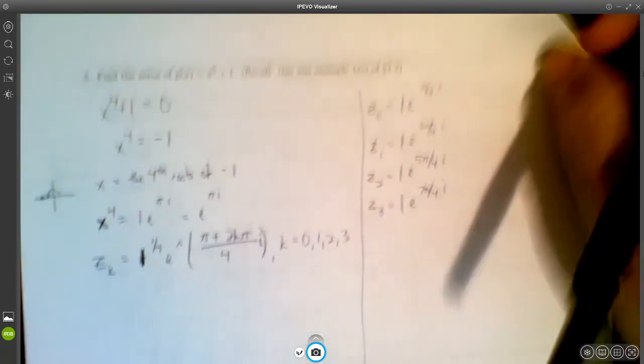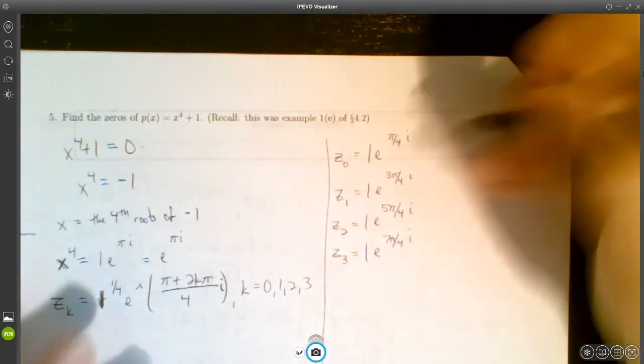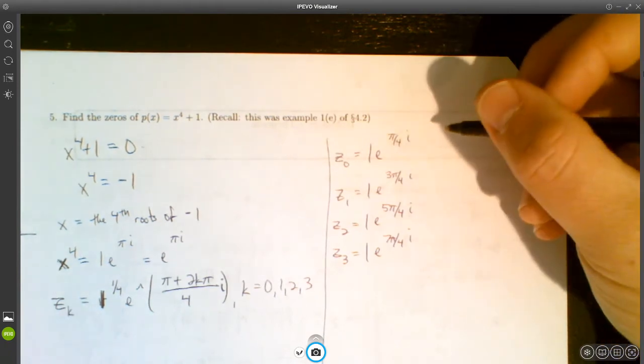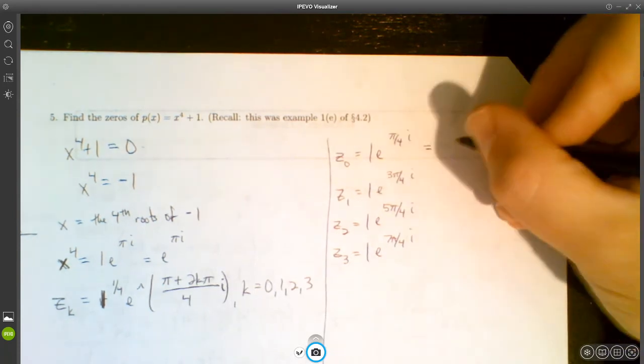Okay. Well, I'm just going to write out the answer. Instead of writing out cosine pi over 4 plus i sine pi over 4, I'm just going to do that in my head. Cosine pi over 4 is root 2 over 2.